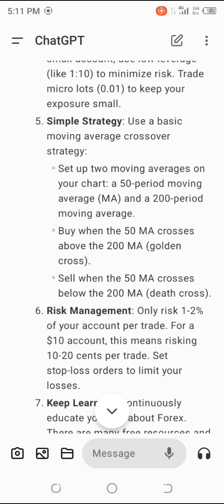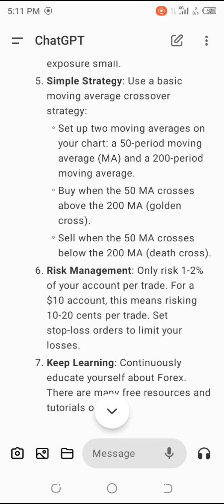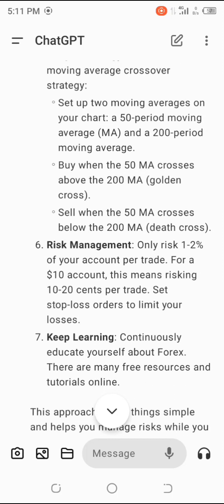Alright, so the fifth point where we are going exactly is where it's giving me the strategy. Number 5 is a simple strategy. Use a basic moving average crossover strategy. Set up 2 moving averages on your chart, a 50-period moving average, MA, and a 200-period moving average. Buy when the 50 moving average crosses over the 200 MA, golden cross.